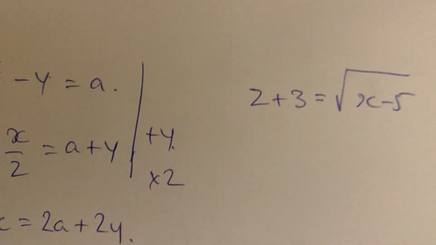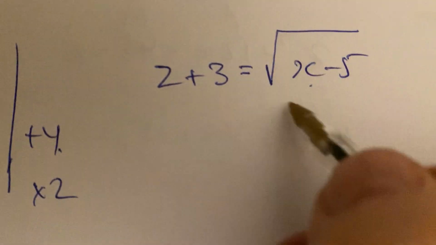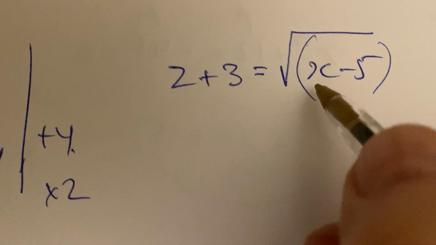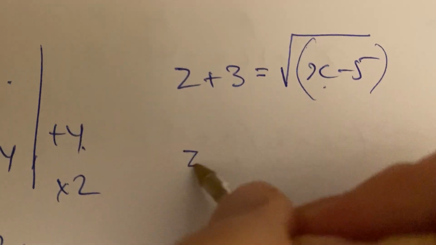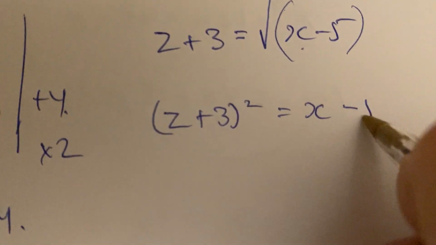Now here we have it as z plus 3 equals the square root of x minus 5. Let's just treat it as if that was it. So I want x, it's under the umbrella of this, it's like a bracket really. So I've got to get rid of the square root by squaring both sides. So I'm going to square this, and I'm just going to write it like that.